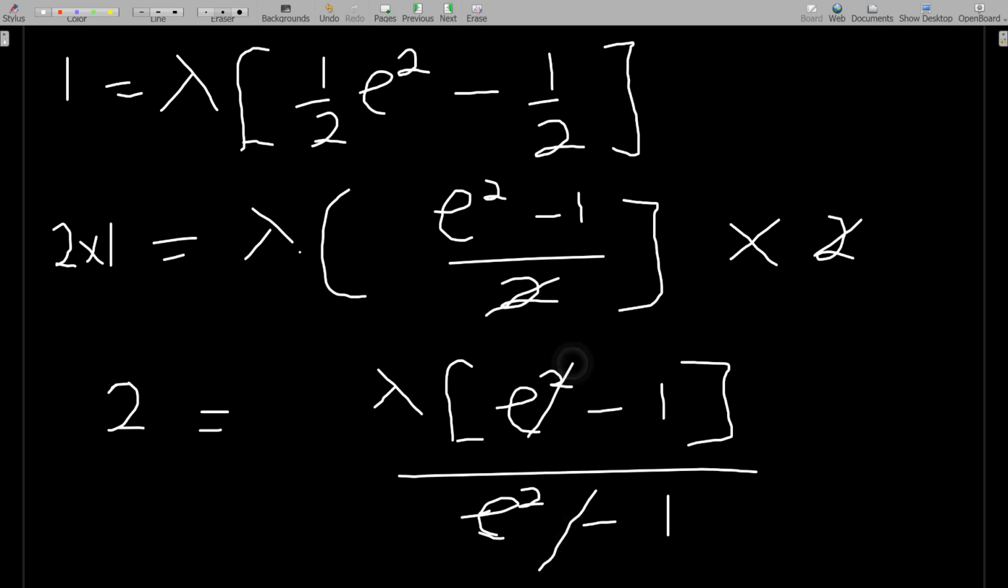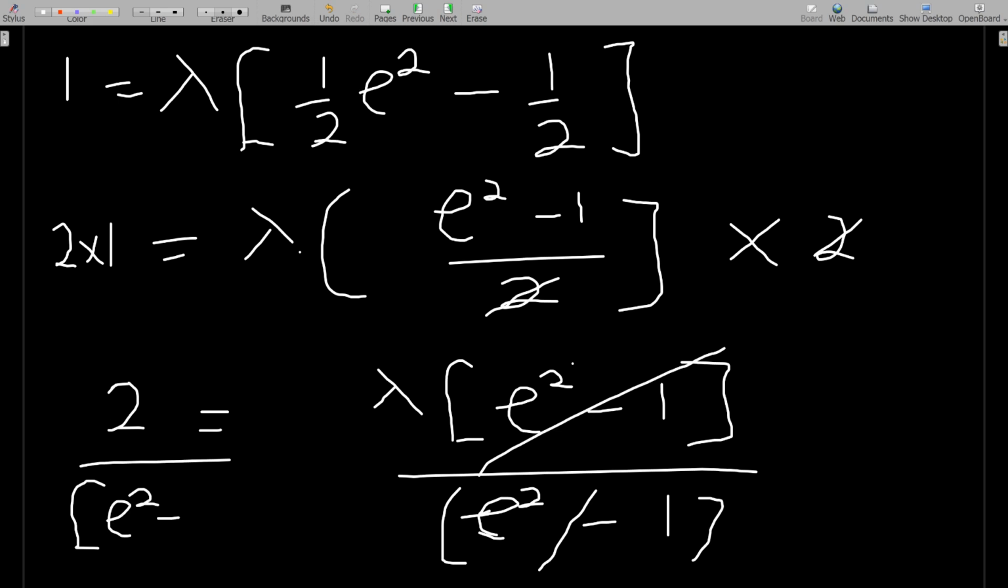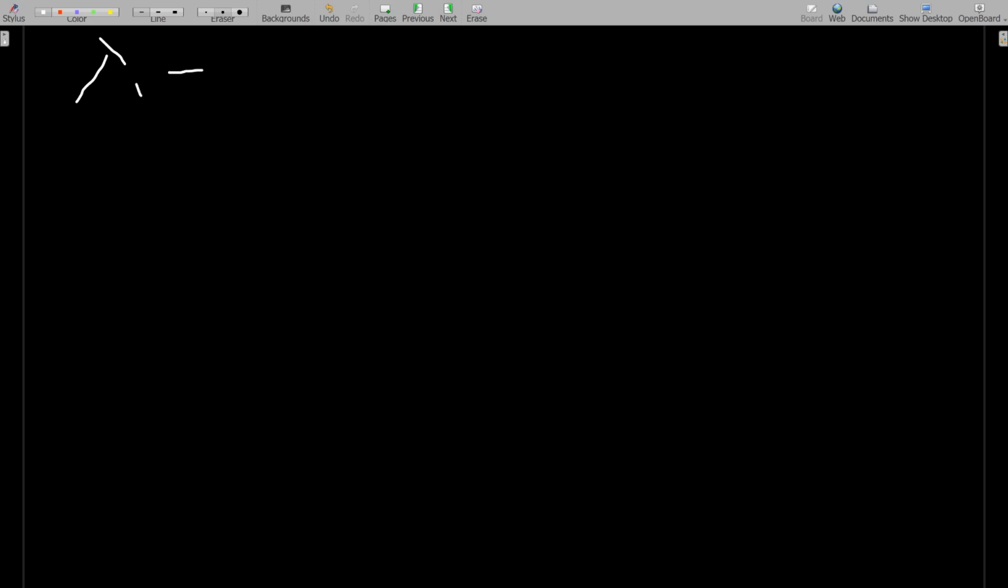Then this whole thing can take this whole thing out. I hope you get what I'm trying to say. This whole box goes out and I get 1, and here too, if I divide by that, I get this. So in effect, lambda is equal to 2 over e squared minus 1. This is my lambda, and this lambda is what we call the eigenvalue.